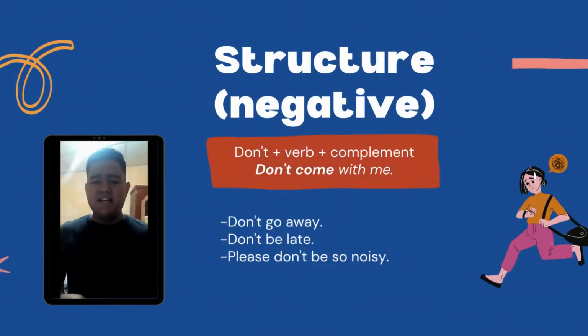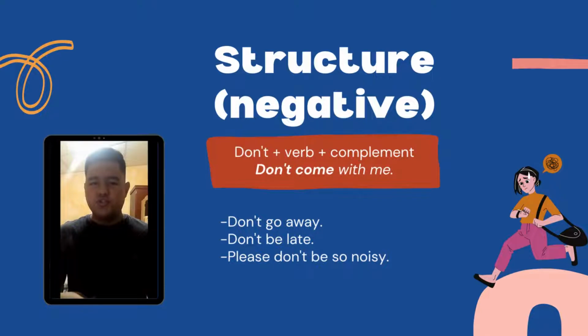To make negative imperatives is also very easy. We just add don't or do not before the verb. And we have the structure: don't plus the verb plus the complement. For example, don't come with me. And we have other examples. Don't go away. Don't be late. And if we want to use please, please don't be so noisy.